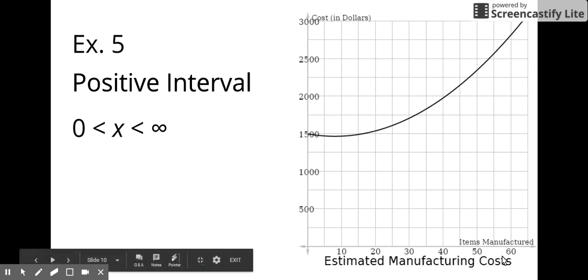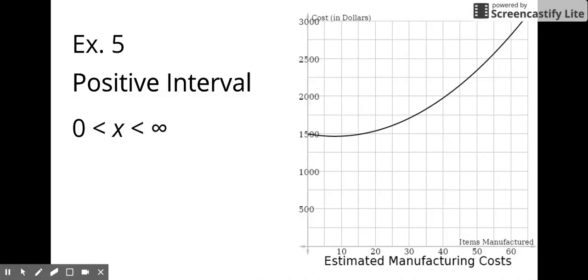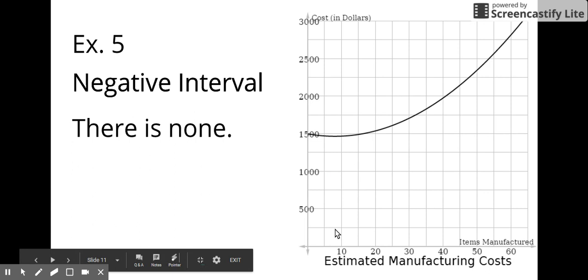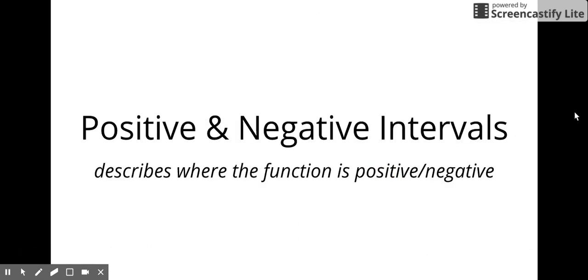This is a problem about estimated manufacturing costs of manufacturing x items. So we're not going to go beyond x equals 0 to the left, right? Like we're not going to manufacture less than 0 items. And we're going to assume that this continues on. Even though it's not realistic to manufacture an infinite amount of items, we don't have enough information to know when that cutoff is. And for our negative interval, we don't have any because we aren't going to go into debt, right? Our manufacturing costs are not going to be less than 0. And so that's why there's no negative interval.